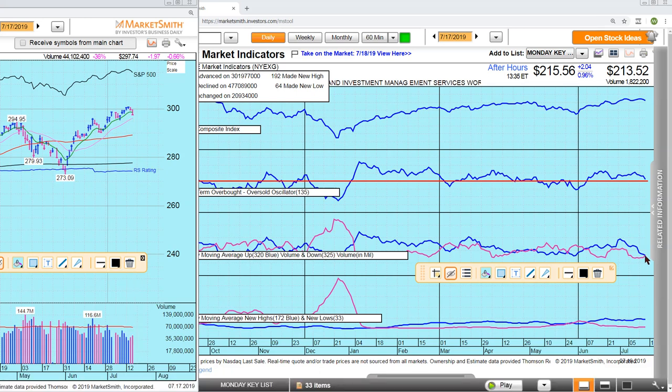And look at this. Even though the market is just 2 or 3 days off all-time highs, look at the new highs steadily dropping off for a couple of weeks. And the new lows are just starting to pick up. Advance it a day.